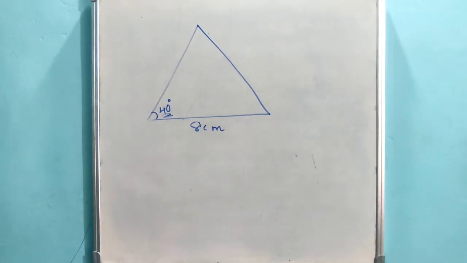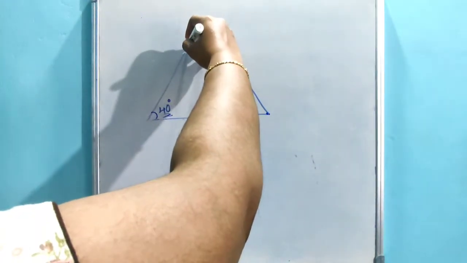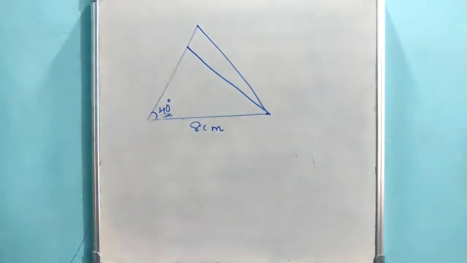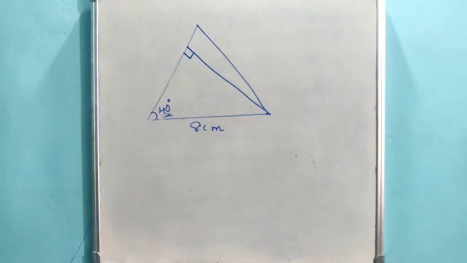Okay, this is our question. Minimum length is always the perpendicular distance. So the perpendicular distance means, see, this is the perpendicular distance. This is the minimum length of the side opposite to this 40 degree angle. So how do we find this side or the perpendicular distance?